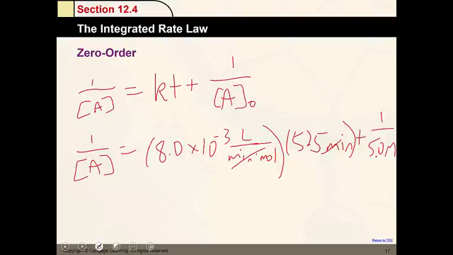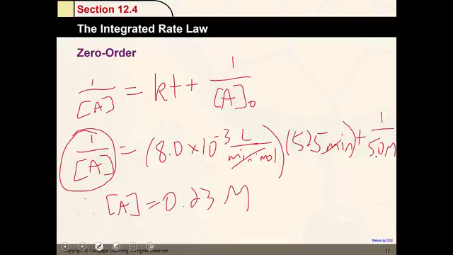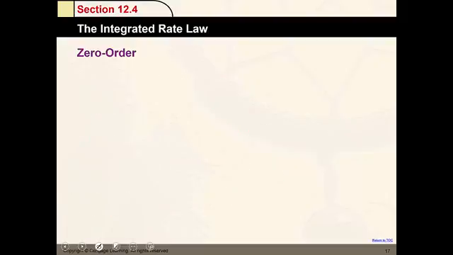Okay, so now when we do all that, and remember, you can't just stop and calculate all this out. This is all equal to inverse of concentration. So once you get your answer, you have to take the inverse of that. So the final concentration you should get of A is 0.23 molar. Okay, so that's how you use the integrated rate law for second order.